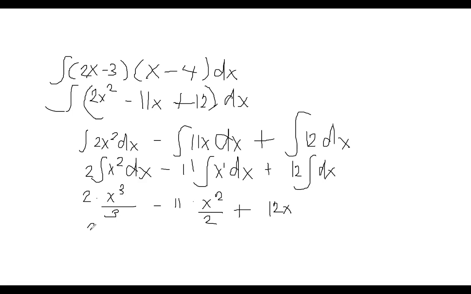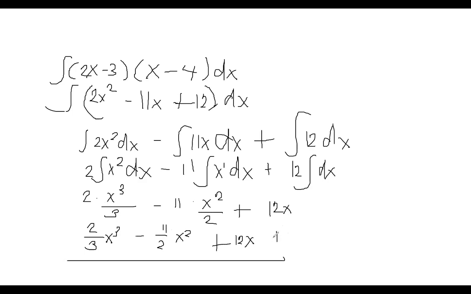So we have 2/3 x to the power of 3 minus 11 halves x to the power of 2 plus 12x. And don't forget the plus c. Given this equation, we come up with this answer as the integral.